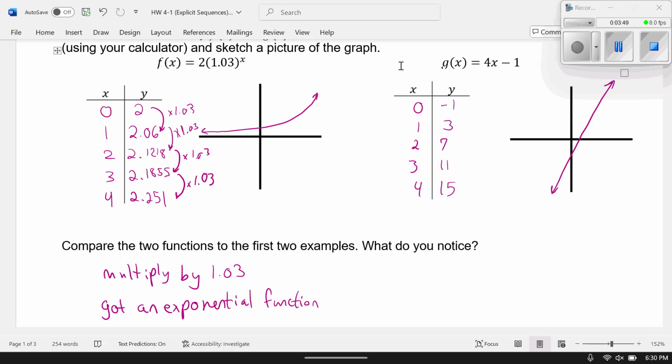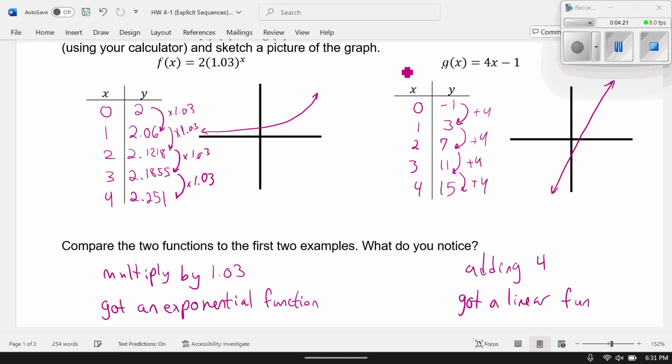And on the right-hand side, what's happening here? What's the pattern? You are adding 4 each time, kind of like in the second homework question you should have done. So here you are adding 4, and you got a linear function. Wow, my handwriting is bad.